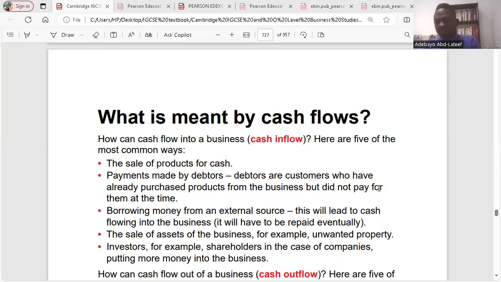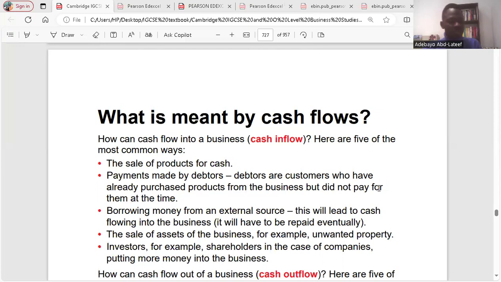How can cash flow into a business? That is cash inflow. Here are five of the most common ways. The sale of products for cash. That means you are selling products for cash. The second one, payments made by debtors. Debtors are customers who have already purchased products from the business but did not pay for them at that time. That's another way cash comes into the business.